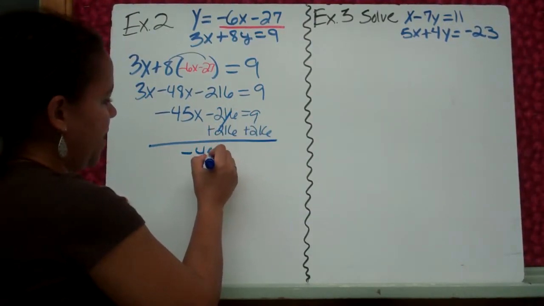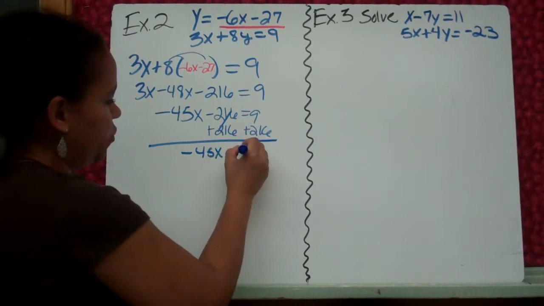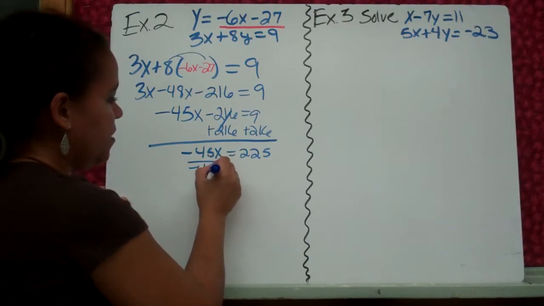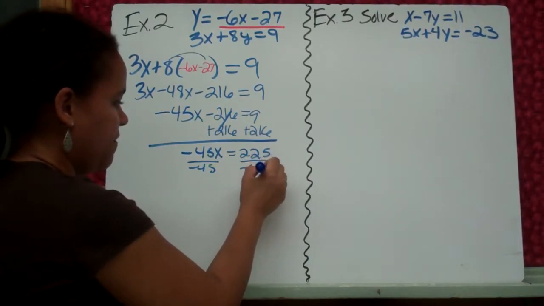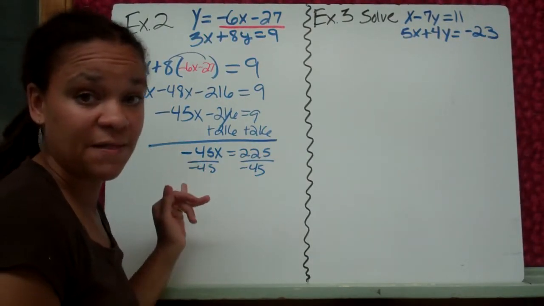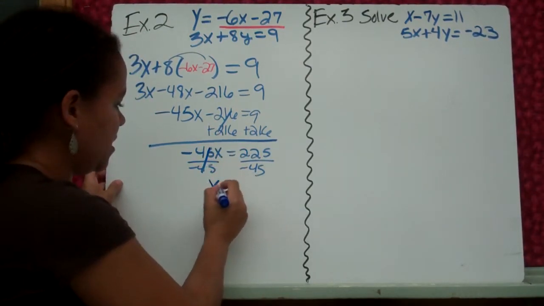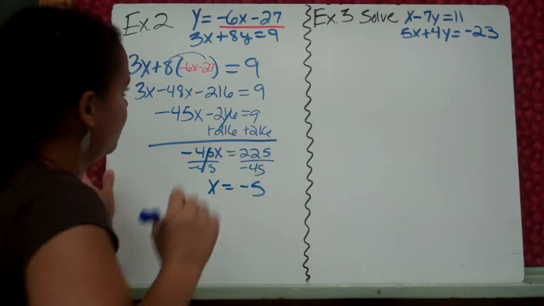Negative 45x is equal to 225. Divide by negative 45. Don't forget to divide both sides by the negative. Don't forget the negative coefficient. And once you do that, x is going to be equal to negative 5.